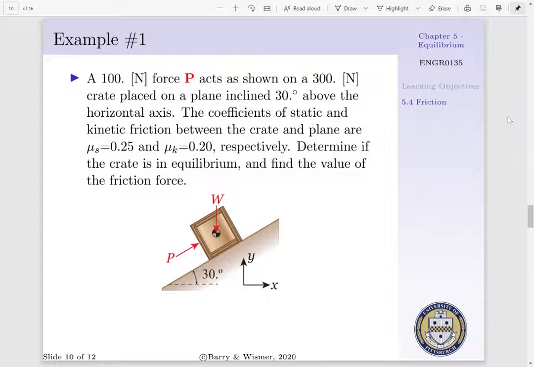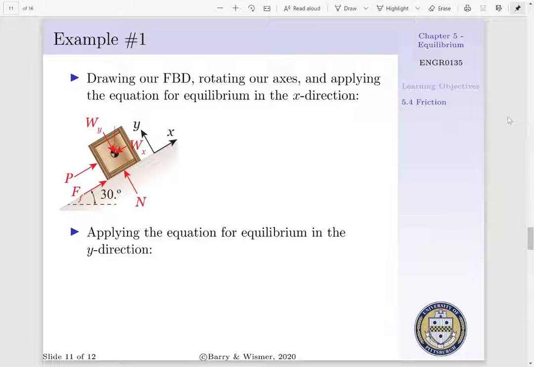we want to determine if our crate is in equilibrium, and we want to find the value of our frictional force. For us to begin, we'll construct a free body diagram, and we'll also rotate our axes 30 degrees. Now, we're going to apply our equilibrium equation in the x direction.